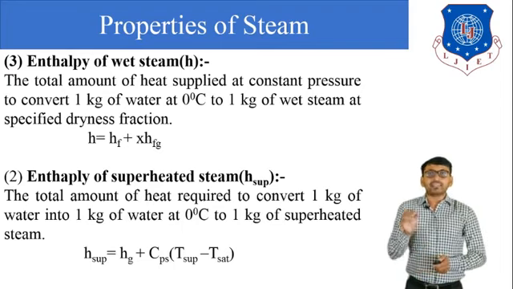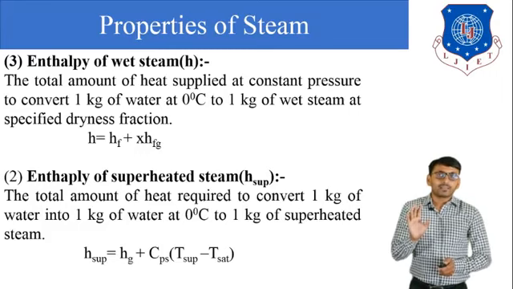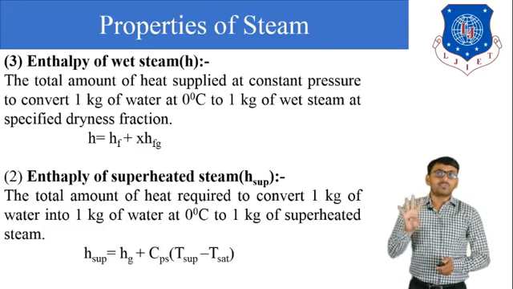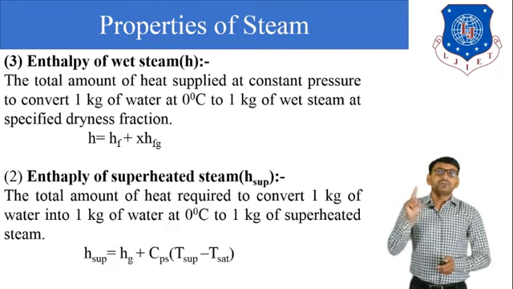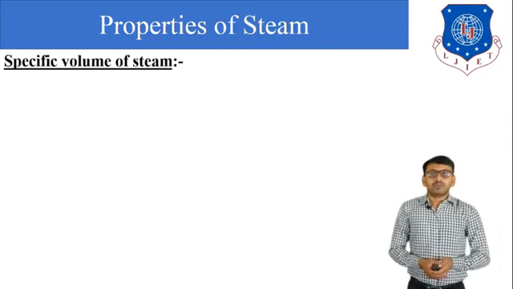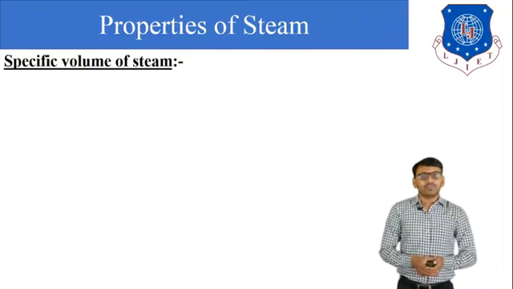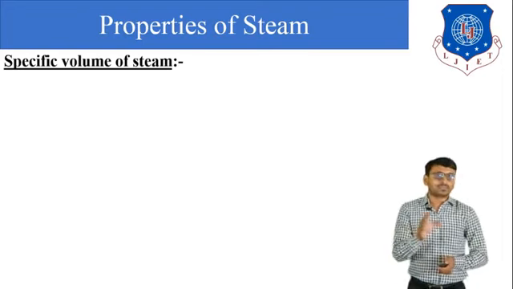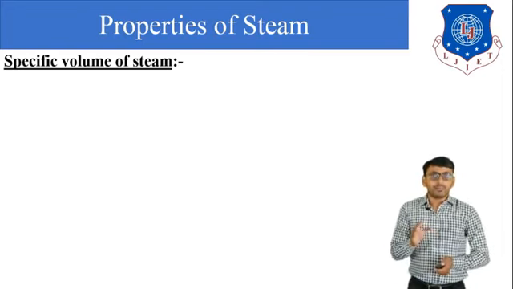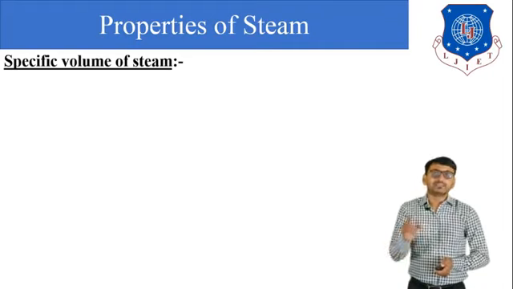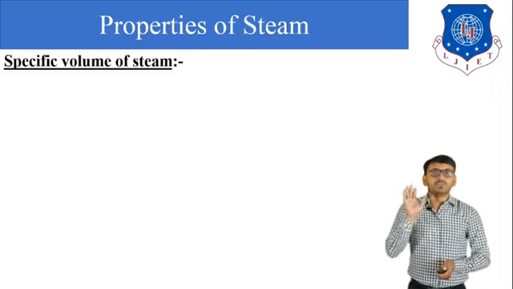So this is about enthalpy of steam. In this topic, we have to discuss 4 subtopics. First, enthalpy of liquid, enthalpy of dry steam, enthalpy of wet steam, and enthalpy of superheated steam. Now the next one, specific volume of steam. What is the difference between volume and specific volume? When the mass of steam is 1 kg, we use the word specific volume.